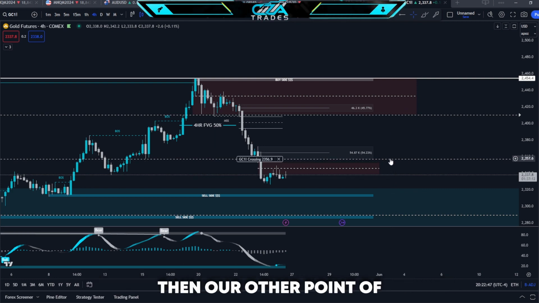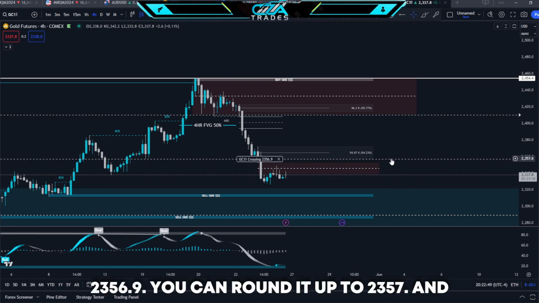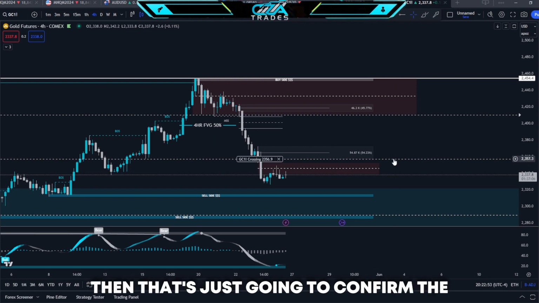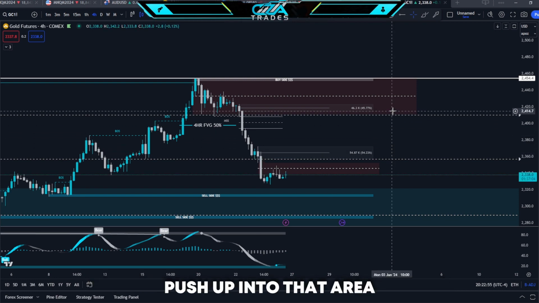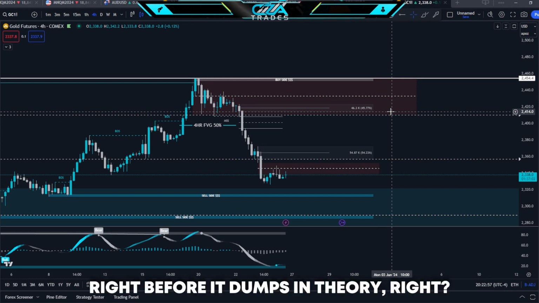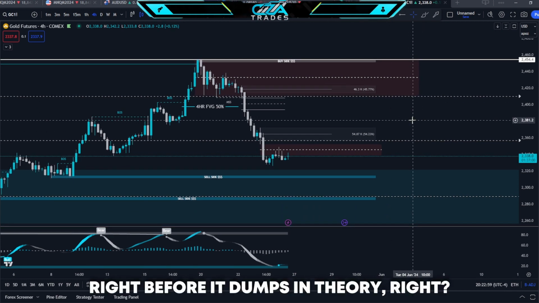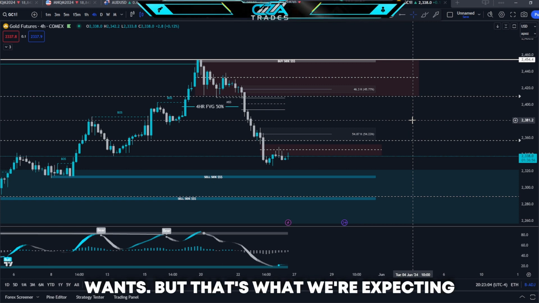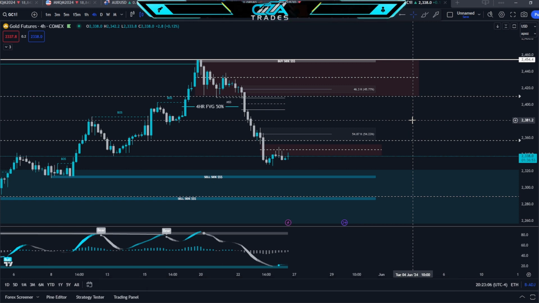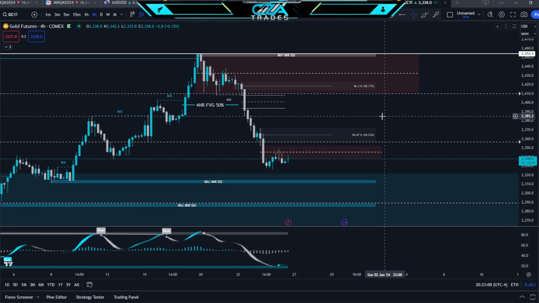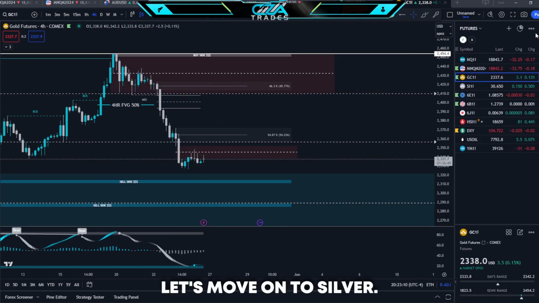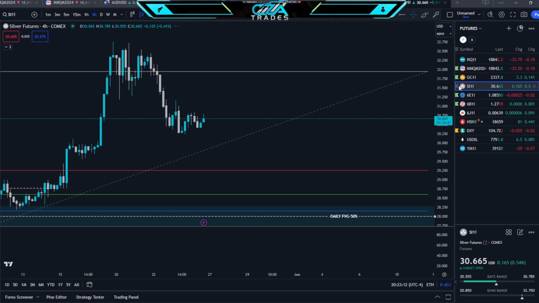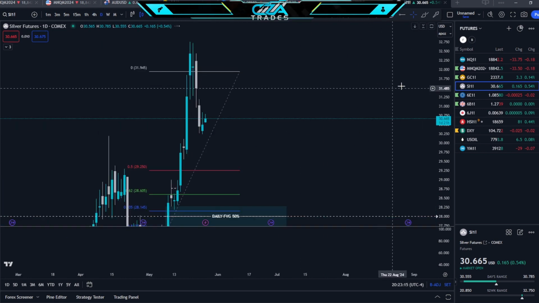And then our other point of interest is over here, 2356.9. You can round it up to 2357, and then that's just going to confirm the push up into that area right before it dumps, in theory, right? At the end of the day, price action is going to do whatever it wants, but that's what we're expecting price action to do for us. Let's move on to silver. Silver daily.